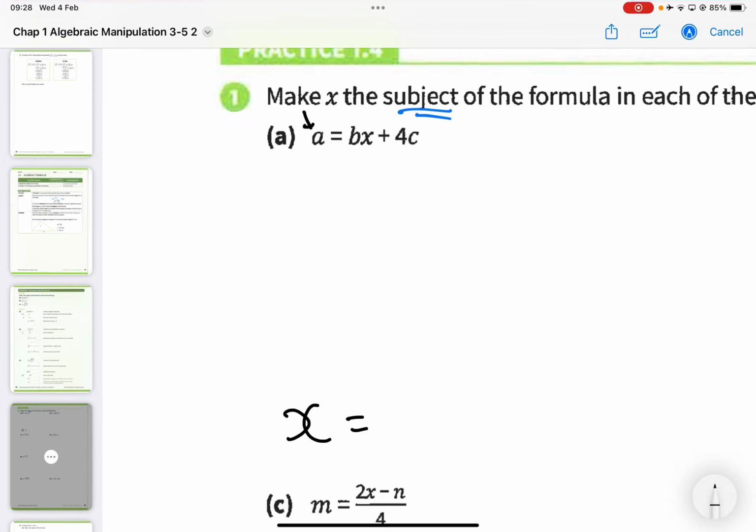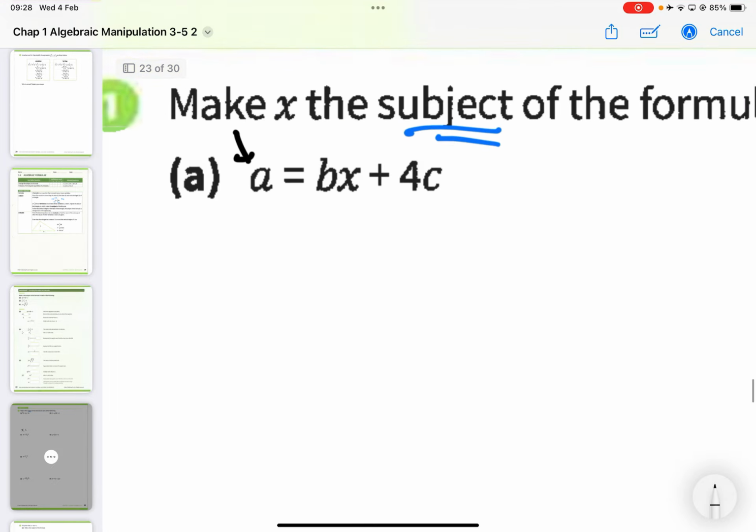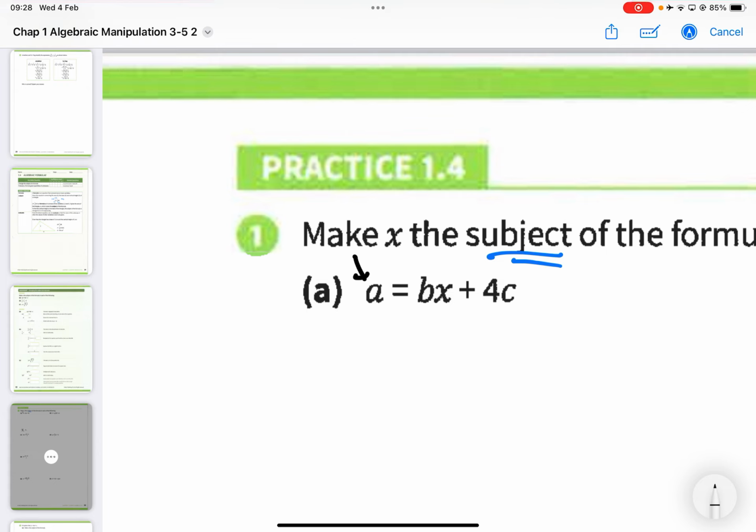So from here, I go to the original equation, look for X first, because I want X to be the subject. So on the left hand side, I don't have X. On the right hand side, this BX has X. This 4C doesn't have X. So this BX is what I want. I want only BX. I want X to be alone. So anything on the right hand side, BX has X, 4C doesn't have X, I don't want the 4C.